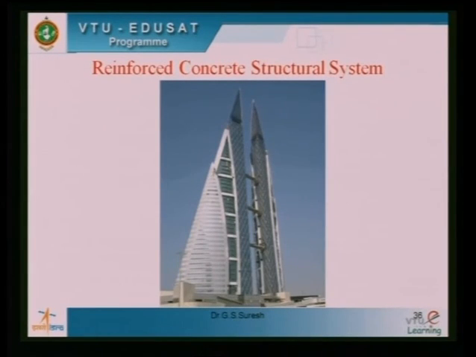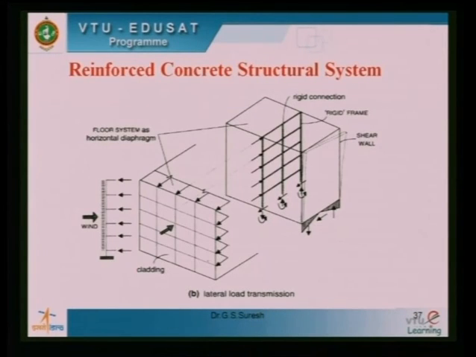You can see here a very well built reinforced concrete structure in Abu Dhabi, and this is made completely out of reinforced concrete. It is a hotel building. You can build to any shape you want. The advantage of concrete is if you form a formwork to any shape you want, you can cast the concrete to that shape. That is the advantage of reinforced concrete.